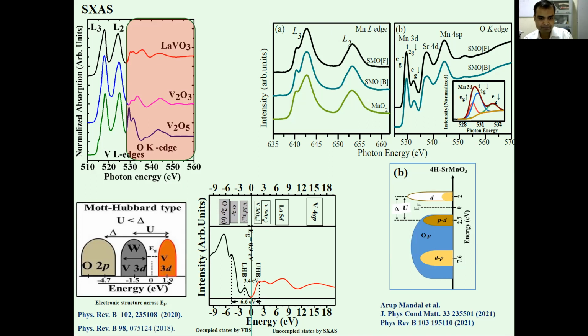So if in your given material your oxygen band is the first band just below the Fermi level, then that kind of material is called a charge transfer insulator. But if below the Fermi level the first feature arises because of the transition metal element, then that kind of insulator is called a Mott-Hubbard insulator. So all these studies can be probed by combining X-ray photoelectron valence band spectroscopy as well as X-ray absorption spectroscopy. That kind of a study one can do.